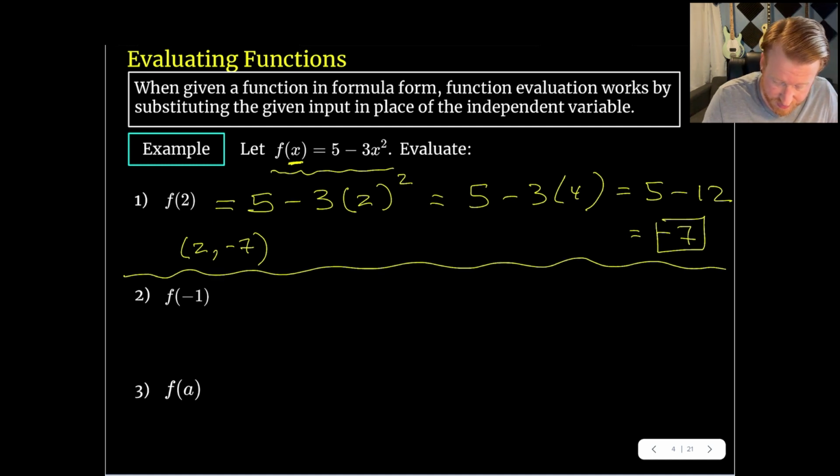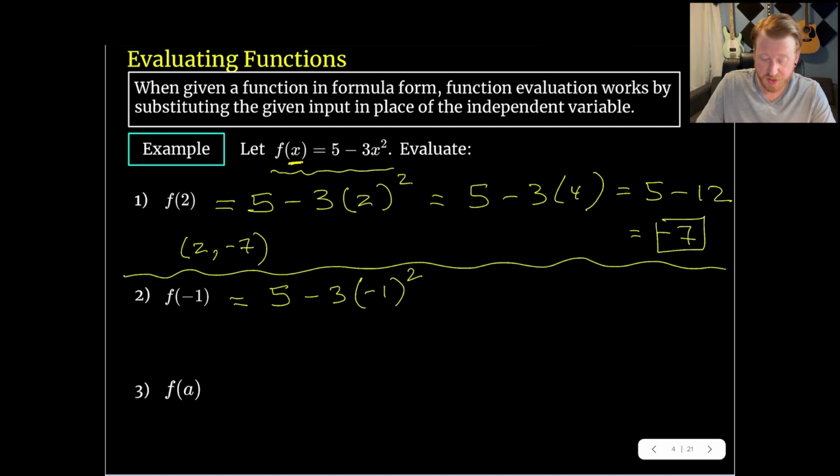In this next example here, we've got f of negative 1. So again, we're just going to be using substitution. So what this is saying is, let me just rewrite the equation that I'm given, and everywhere I see an x, I'm just going to substitute in a negative 1. And then I can just compute my arithmetic here.